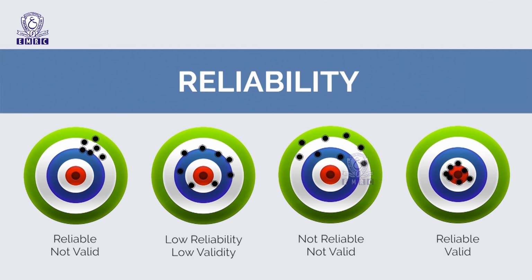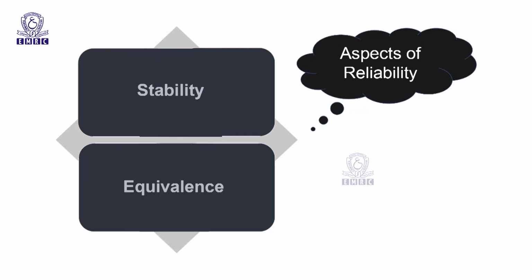Second one is reliability. Reliability has to do with the accuracy and precision of a measurement procedure. If the quality of reliability is satisfied by an instrument, then while using it, we can be confident that the transient and situational factors are not interfering. There are two aspects of reliability, that is stability and equivalence.